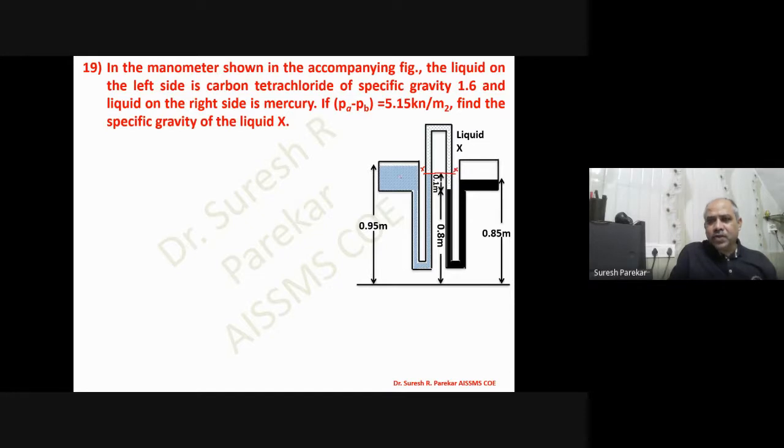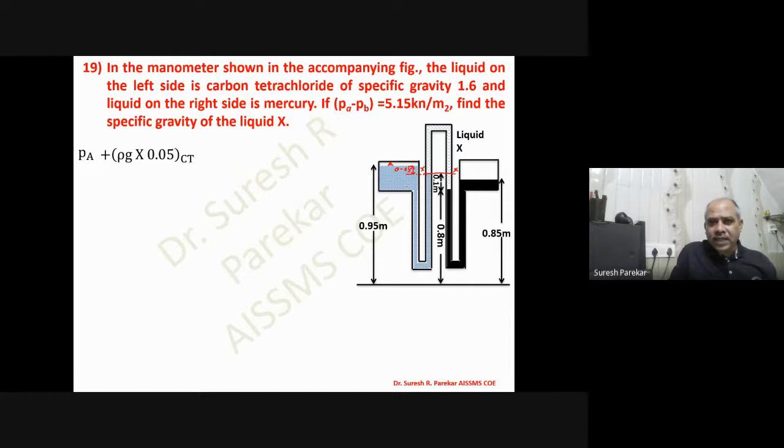Now the left limb. First, this is 0.95 downward, and you can see this is 0.8, and this is 0.9. So we have a total of 0.9. On this side, if I mark a line, I have to consider only this, which is 0.05. This will be the first point, which is point A. So we have PA plus rho G into 0.05.